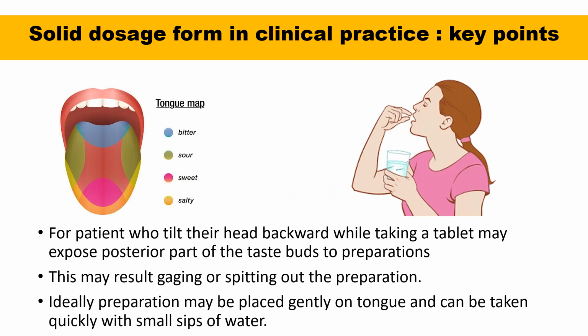Now, for those patients who tilt their head backward while taking a tablet, they may expose the posterior part of the taste bud. Here I am showing you the tongue map, and you can very well see that the posterior part is more sensitive to bitter taste, and sometimes while tilting, they are exposing the posterior part, and it may result in gagging or sometimes spitting out the whole preparation. So ideally, preparations should be placed gently on the tongue, and they should be taken quickly with small sips of water.